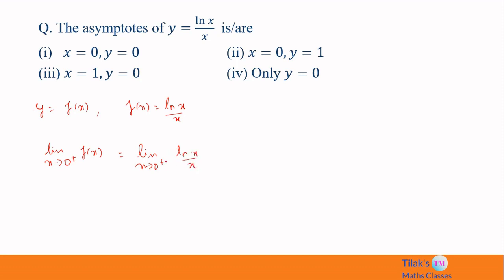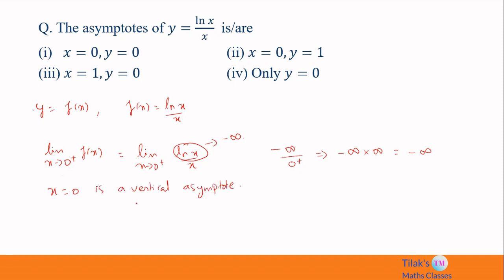When x is tending to 0 plus, ln x tends to minus infinity. So, this is of the form minus infinity by 0 plus. 1 by 0 plus we can consider it to be of the form infinity again. So, that is equal to minus infinity. Here we can see that when x is tending to 0 plus, f(x) is tending to minus infinity. So, clearly x = 0 is a vertical asymptote.